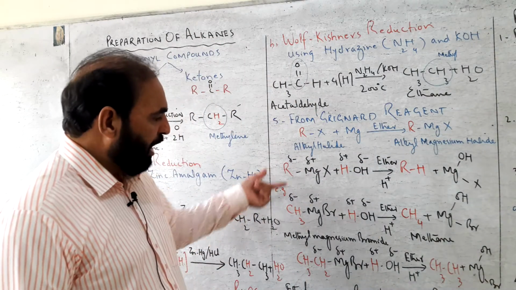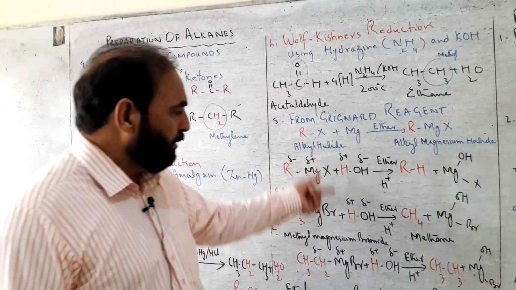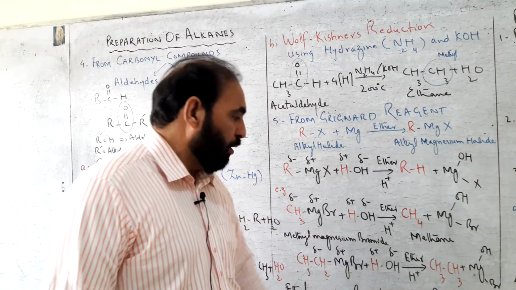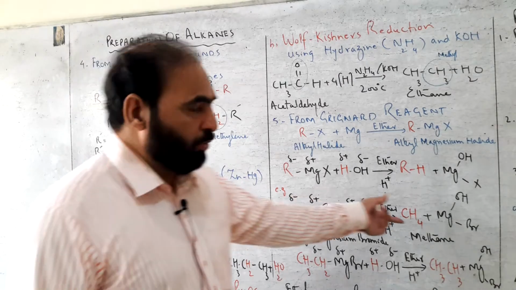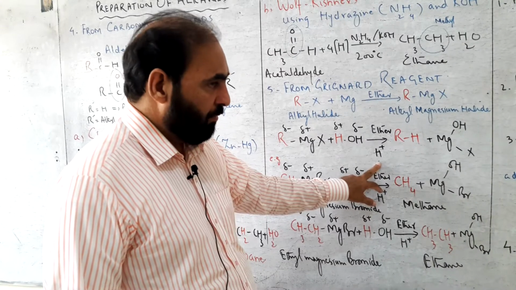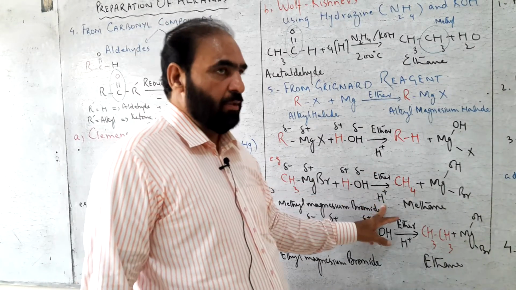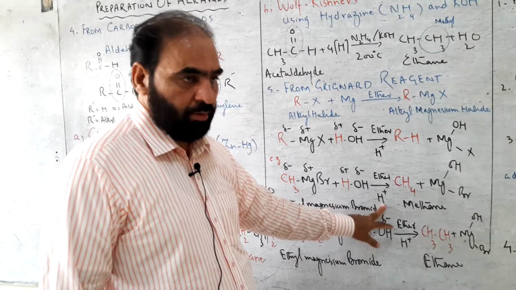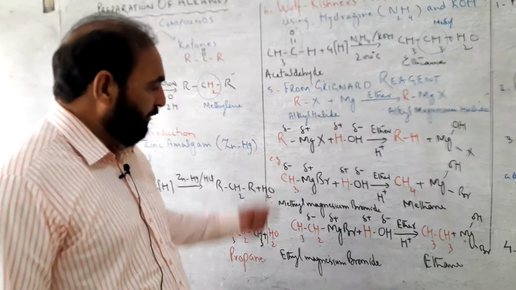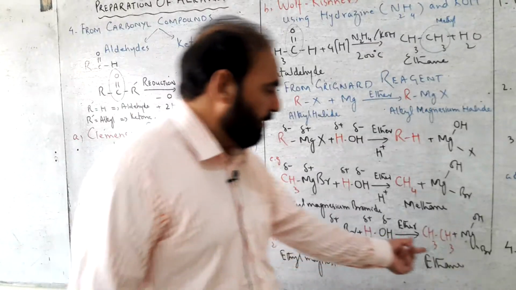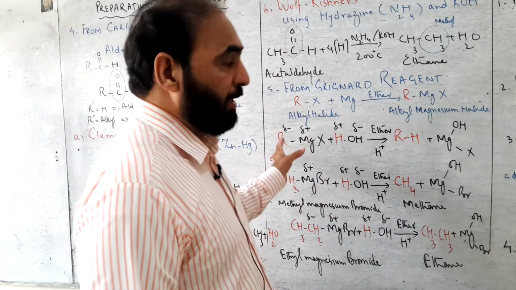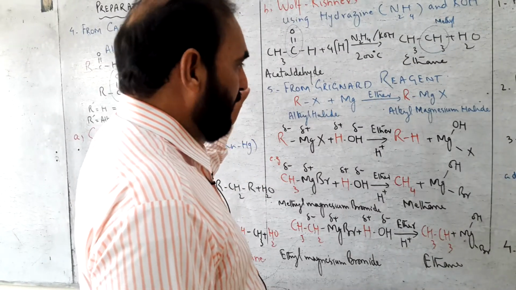For example, if R is CH3 and X is Br, this is methyl magnesium bromide. The methyl group is changed to methane on hydrolysis. The reaction is carried out in an ethereal medium in the presence of an acid. H plus shows that an acid is present while conducting this reaction. If R is an ethyl group, we get ethane on hydrolysis. Ethyl magnesium bromide provides ethane. So these are 5 methods for the preparation of alkanes, which have been completed.